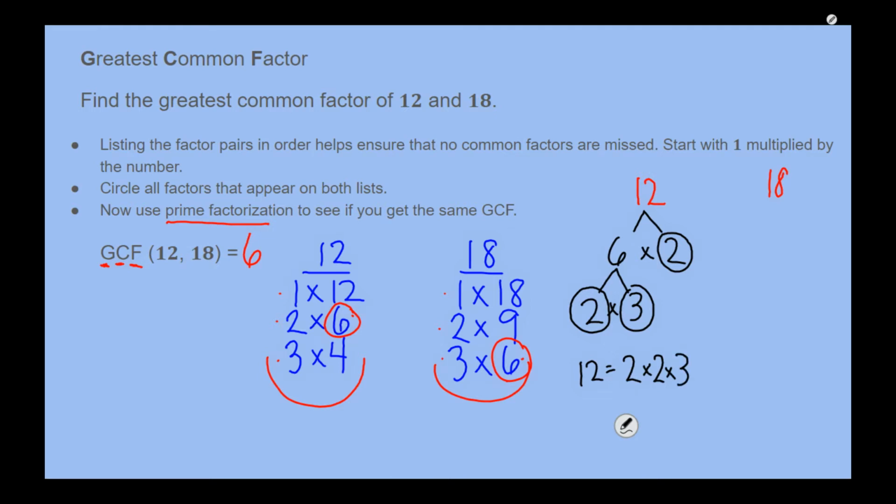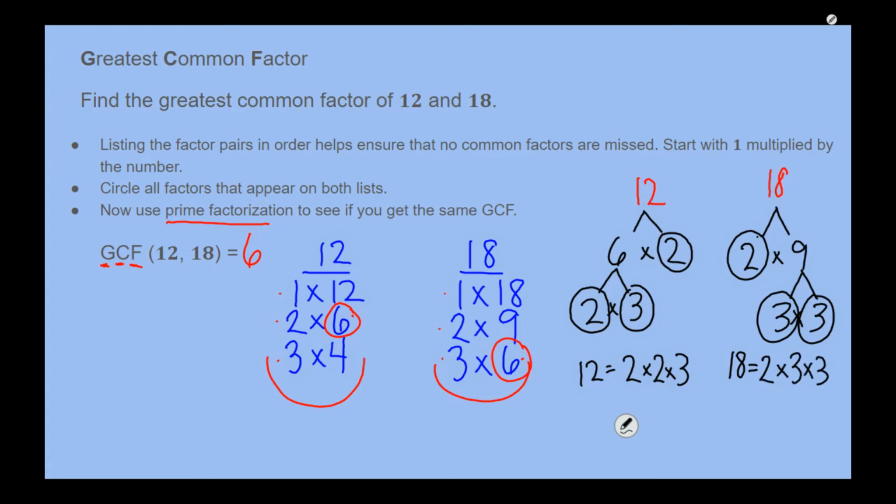Now I'm going to do the same thing with 18. I can use any of the factor pairs that we listed for 18. It's silly to do 1 times 18 because that doesn't factor it out, so I'm going to do 2 times 9. 2 is a prime number, so I'm going to circle it. 9 is not, so I'm going to factor out 9, and that's 3 times 3. Now I have nothing but primes. So I'm going to rewrite 18 as a product of primes: 2 times 3 times 3.